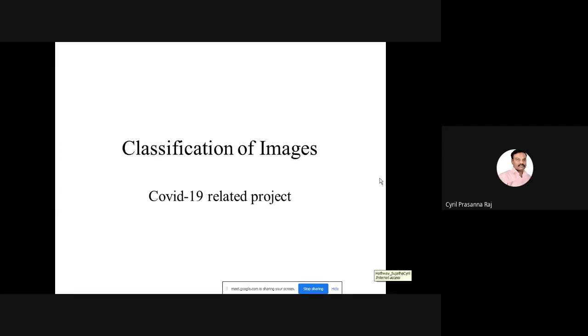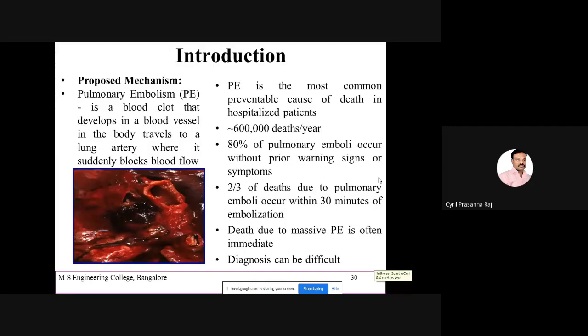It is one of the important things happening in the research field, both across India and across the globe. They are trying to see how quickly we can identify COVID in a patient. Now there is a concept called pulmonary embolism. I think all of you are able to see the picture here.